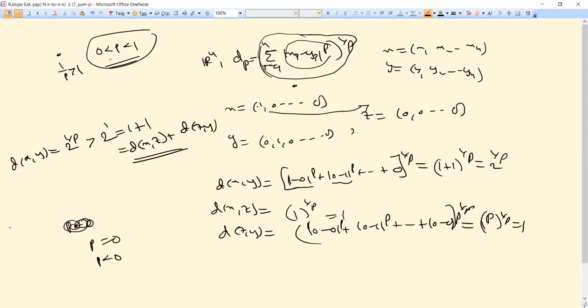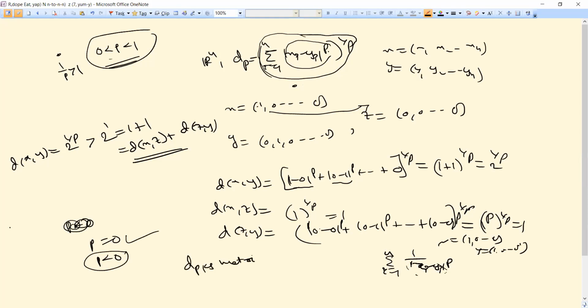It can be infinity. Whenever p is negative, you get the summation i equals 1 to n of 1 by mod of xi minus yi whole power p. I can put x equals 1, 0, 0, 0 and y equals 1, 0, 0, 0, the same vector. So x minus y is the zero vector, and we get something divided by 0, so it is infinite. Therefore it is not a metric. So p less than 0 is not a metric, p equals 0 is not a metric, and p between 0 and 1 is also not a metric. So the Lp metric is a metric on R power n if and only if p is bigger than or equal to 1.